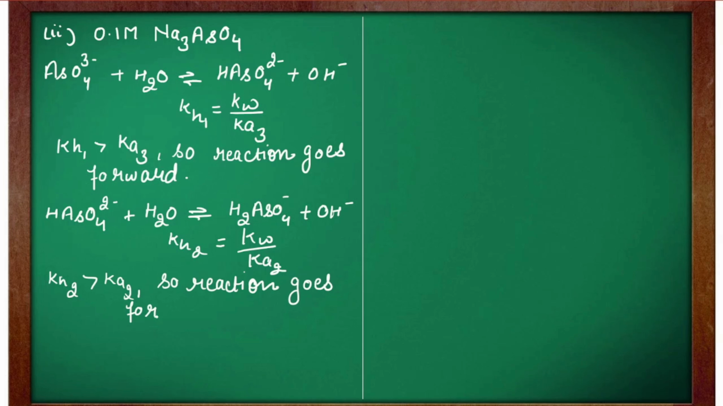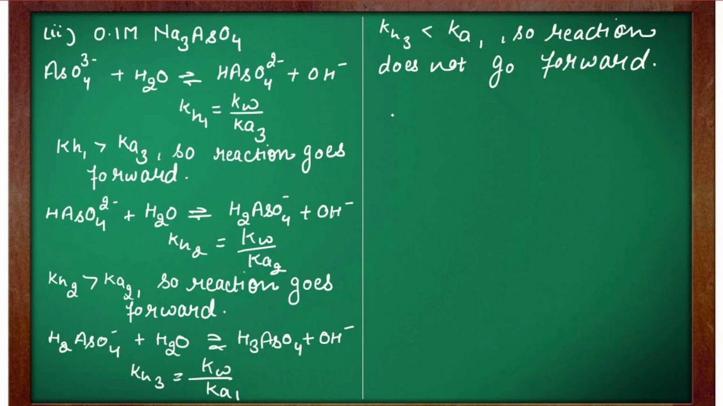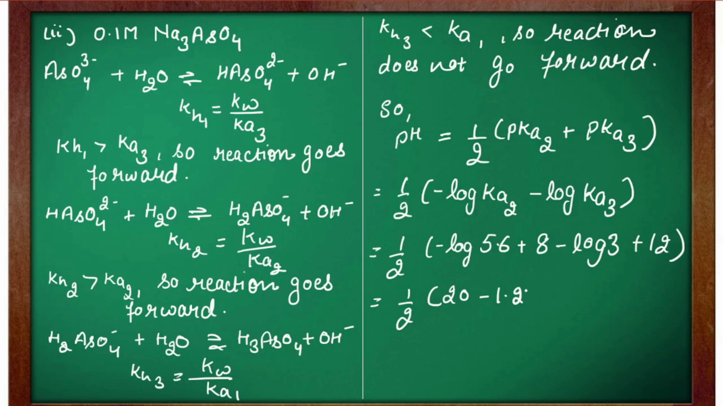As we see, the dissociation constants of the first and second steps are much less than the hydrolysis constants of the first and second reactions, so the reaction goes forward. But the third reaction's hydrolysis constant is less than the dissociation constant of the third step. So the pH can be calculated using the half sum of pKa2 and pKa3. By putting the values of Ka2 and Ka3, we get a pH equal to 9.39. The pH of sodium arsenate is 9.39.